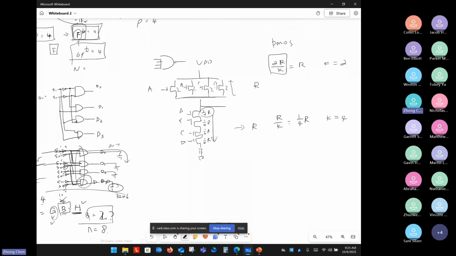So the step is you calculate the individual transistor effective resistance, and then you get the size of that transistor, which is 4, 4, 4, 4.